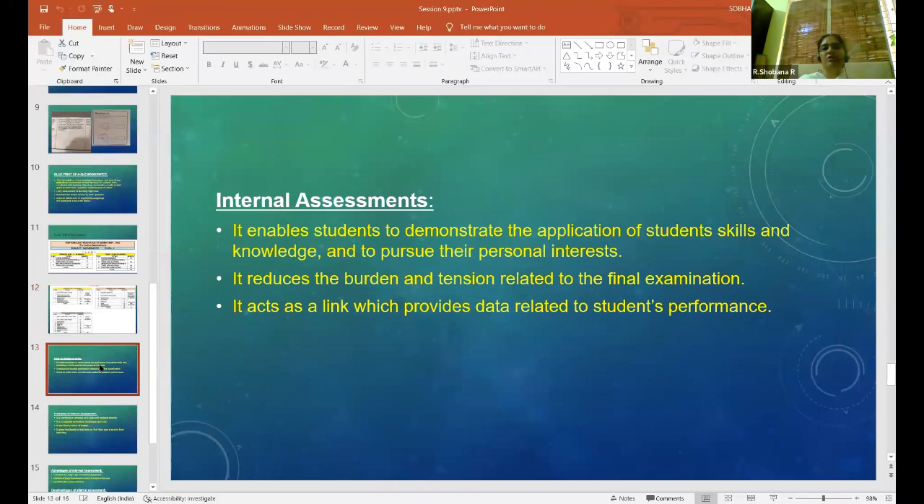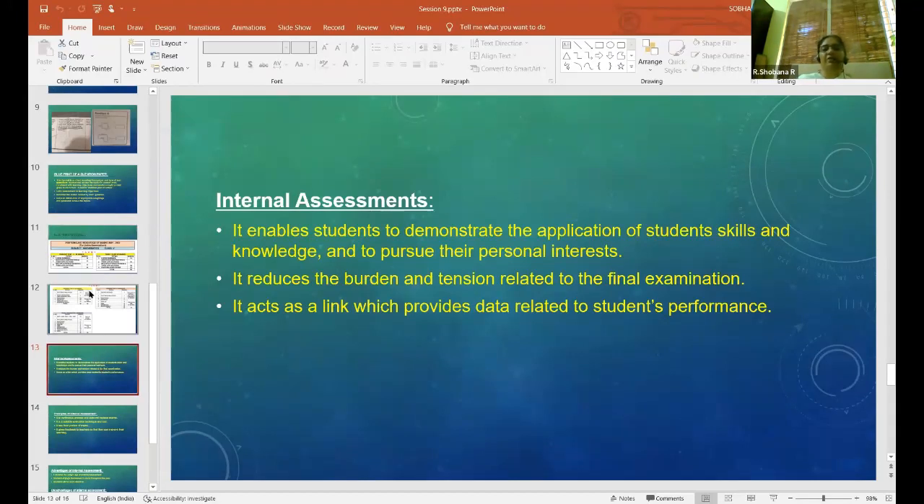Next is of course grading. When it comes to grading the internal assessments, the students must be able to demonstrate the application of skills and knowledge and pursue their interests. A very important aspect of internal assessment is that it reduces the burden and tension related to the final examination, because that carries 20 marks, and on the examination day they need not answer for those extra 20 marks. So definitely it reduces the burden on the final examination.